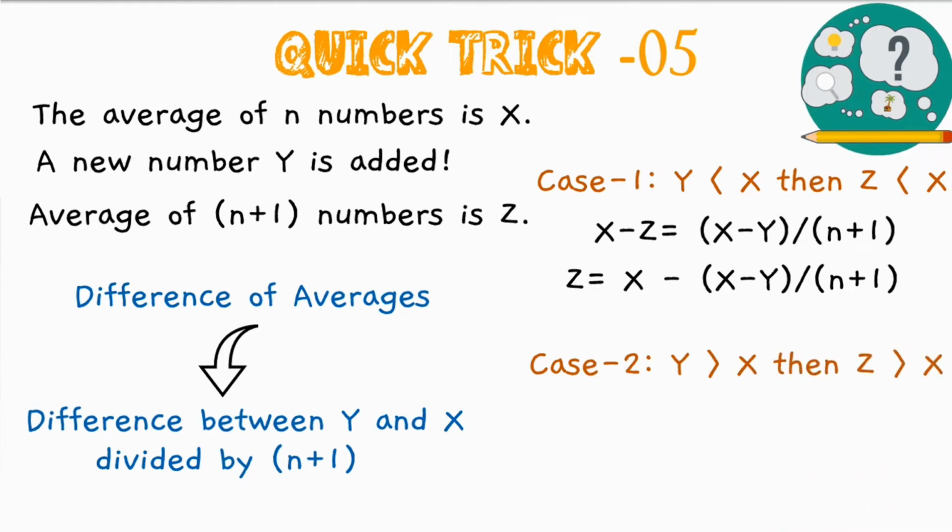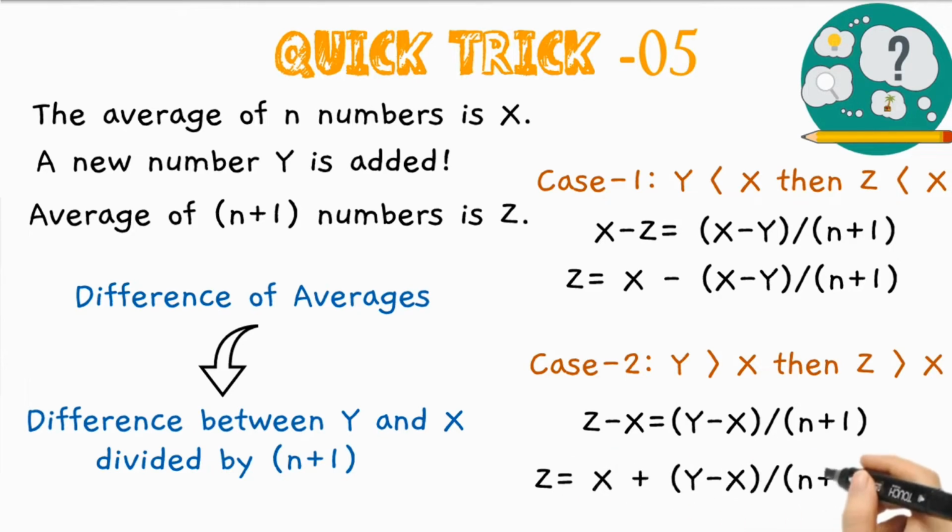Next, in case 2, consider the value y is greater than the existing average x. So with reference to x, the new average increases. Thus, the difference becomes z minus x, and again by using this statement, we can write the difference as y minus x over n plus 1. From this, the new average z can be given as x plus y minus x over n plus 1.